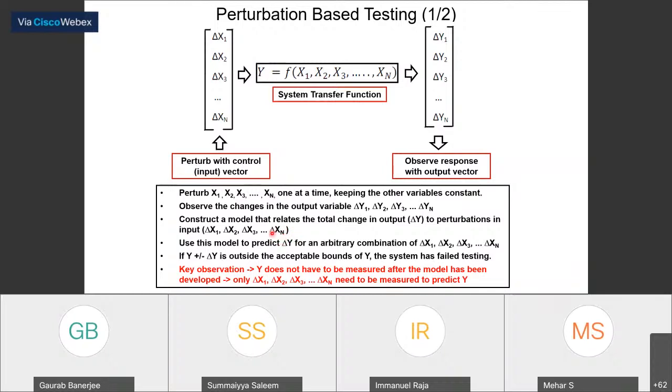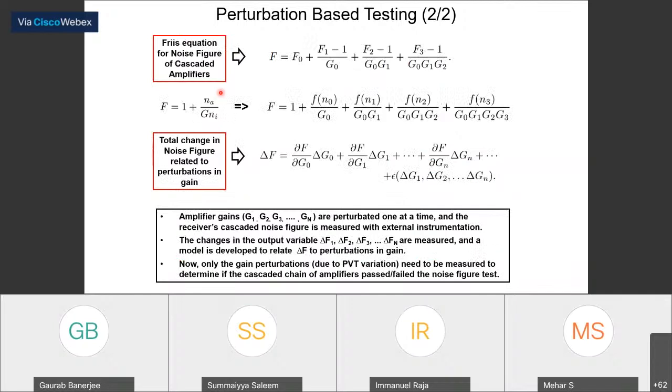So the key observation is that once you have developed the system model, you don't need to measure delta y again. You just need to measure the perturbation variables. Because with this, you can predict very easily if y is within bounds or outside.